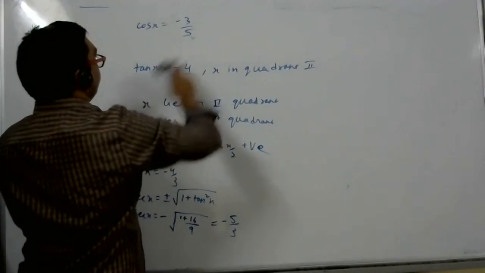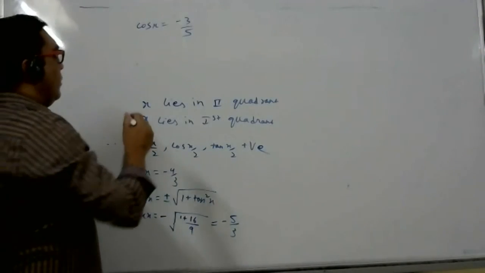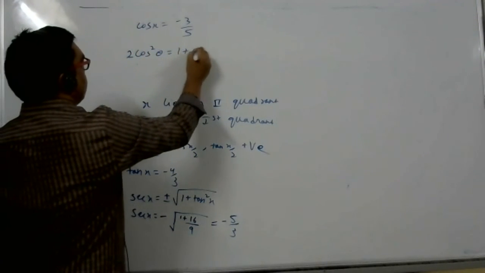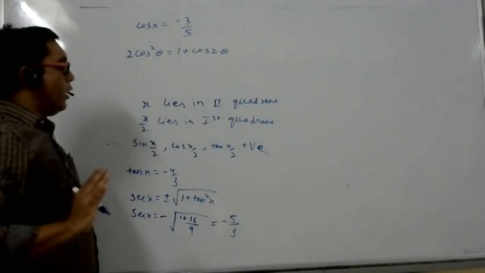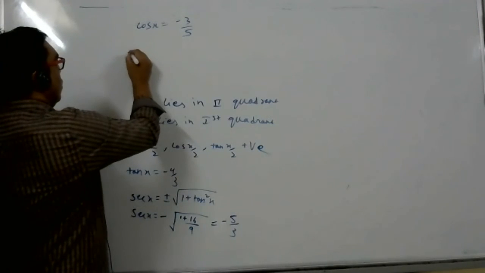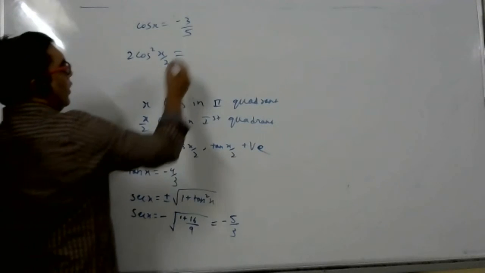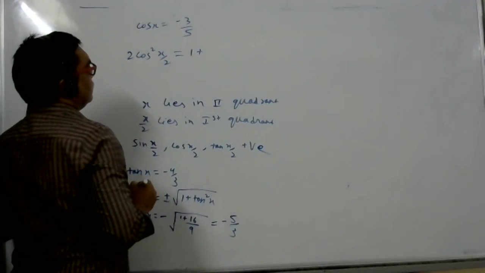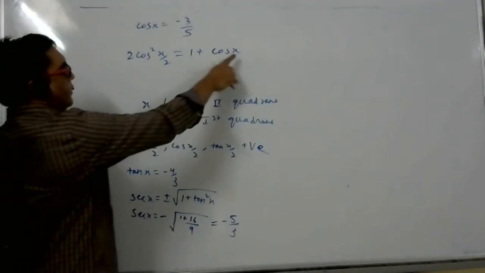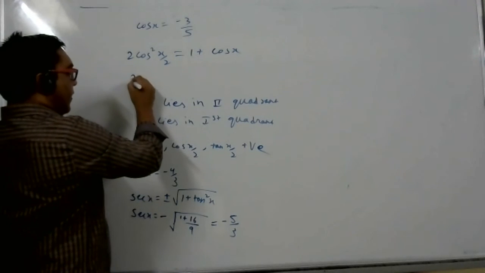Correct? Yes, sir. Now, student, I told you just now one very important formula. Which is that important formula? 2 cos square theta is equal to 1 plus cos 2 theta. This is a very important formula. I have told you or not? Yes, sir. Now use this formula and tell me what I should write. 2 cos square x by 2 is equal to 1 plus cos x. Is it correct or wrong?